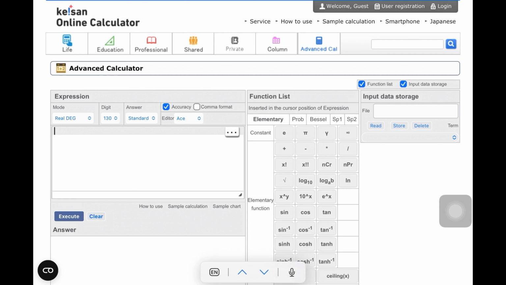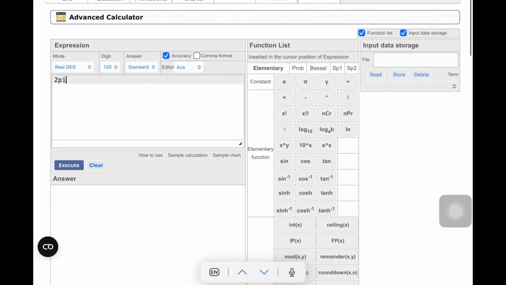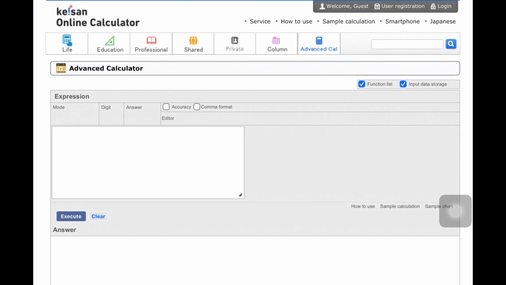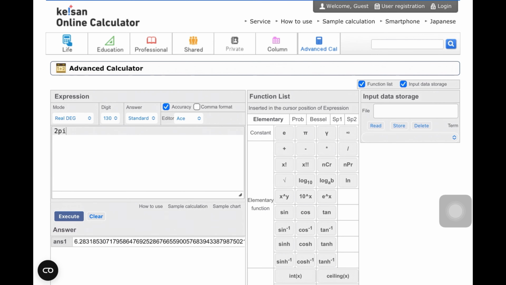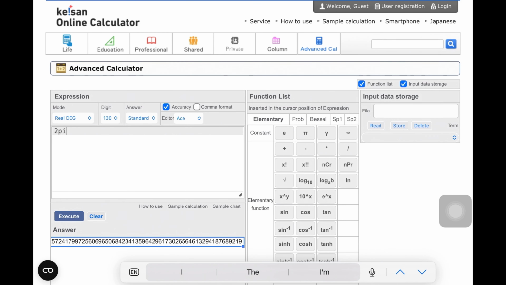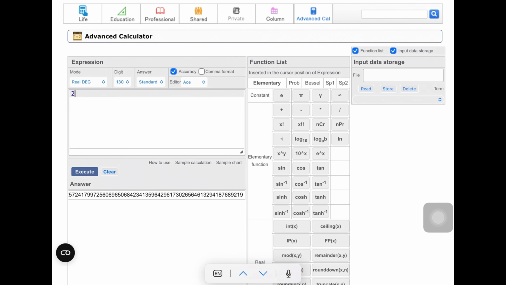So first, as a benchmark to see how accurate our approximation is, we're going to enter 2 pi. Execute. And we're going to copy this into a Pages document and compare it to the approximation that we get from the expression we derived.